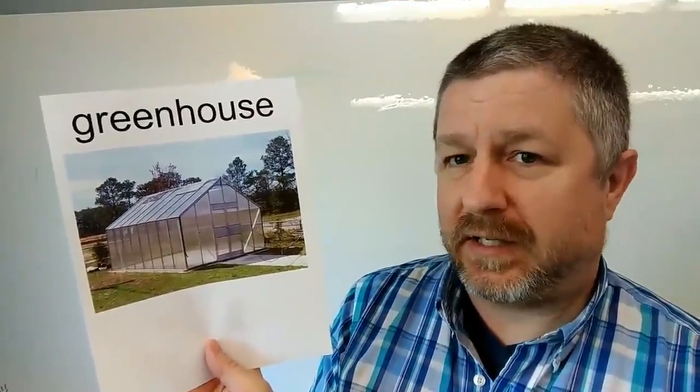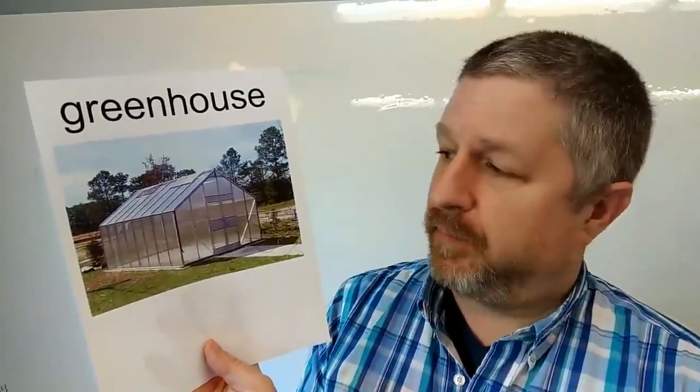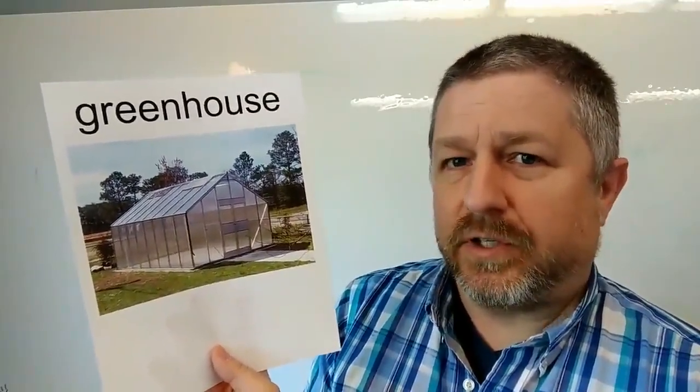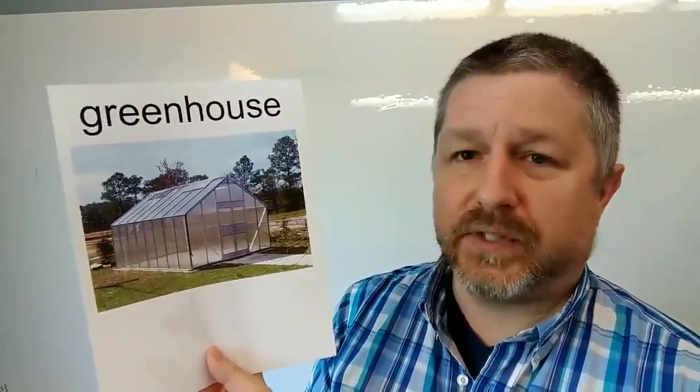So this is a greenhouse. So a greenhouse is a small building that's made of glass so that you can grow plants in it. We have a lot of greenhouses in Canada because in Canada it's really cold in the winter, and in order to grow things like cucumbers and tomatoes year round, we need to grow them in greenhouses.